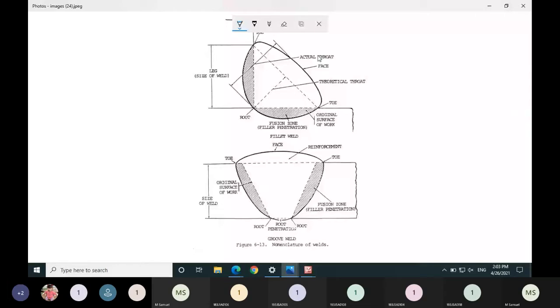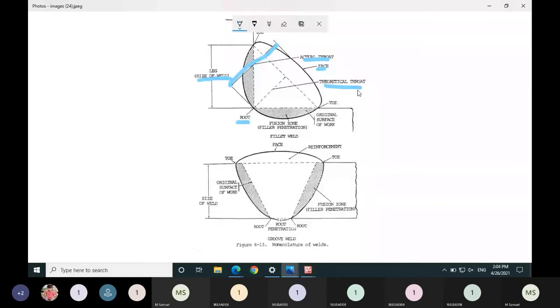Right. So in the top image, that is the fillet weld. And the size of the weld is this, right? And here, there are two types of throats. The actual throat is from here to here, top to bottom. This is the root, and this is the face. So the perpendicular distance from root to face is the actual throat. But for our design purposes, we take the effective throat, also called the theoretical throat.